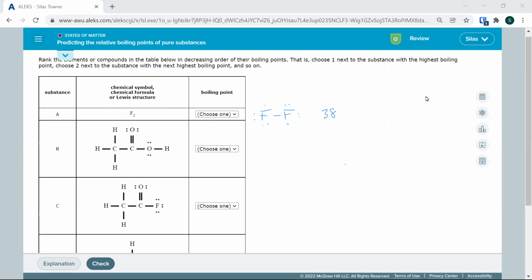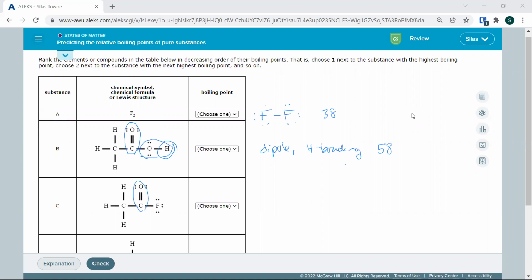Now we got an organic molecule. Here we got 2 carbons, 2 oxygens. So we have some polarity here, carbon pulling the oxygen. We have polarity here, and we also have hydrogen bonding. So we have dipole plus H bonding, and then we have a mass of 58 roughly.